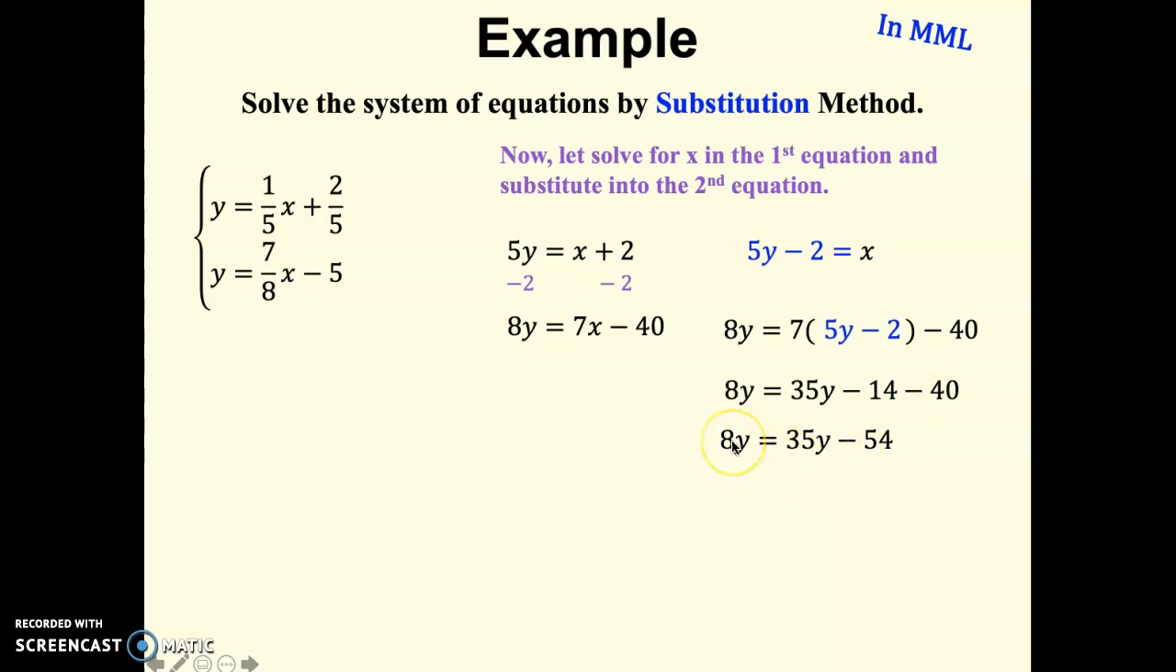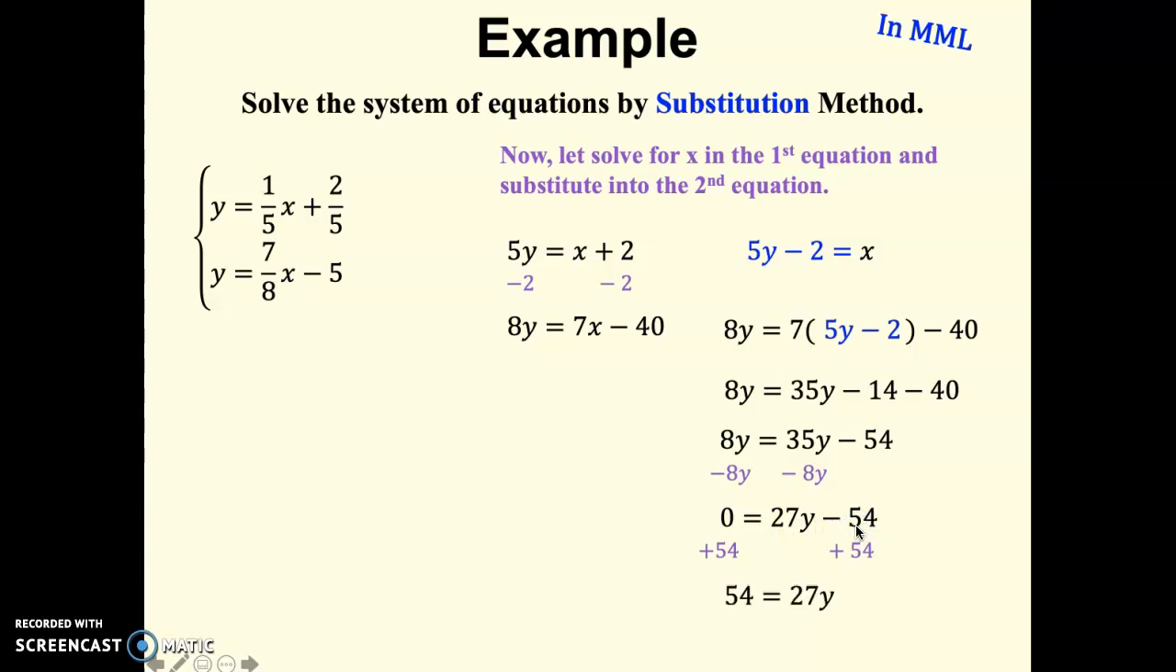I have 8y on the left side and 35y on the right side. I told you guys when this happens, which one has the smaller coefficient. That's the one you want to get rid of. So the 8y does, I'm going to subtract 8y from both sides. What's 8y minus 8y? Yes, it gives you 0. 35y minus 8y gives me a positive 27y. I'm going to add 54 to both sides.